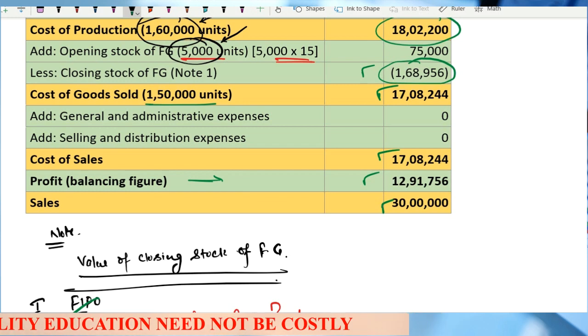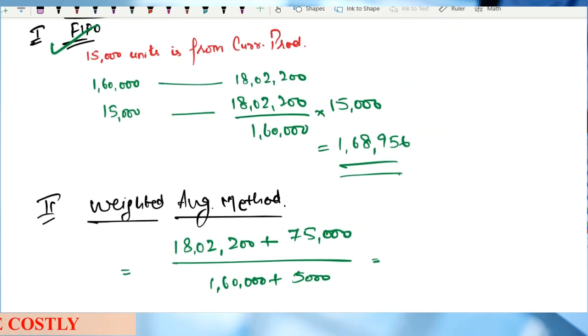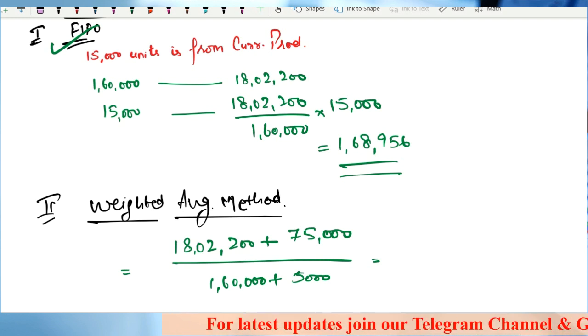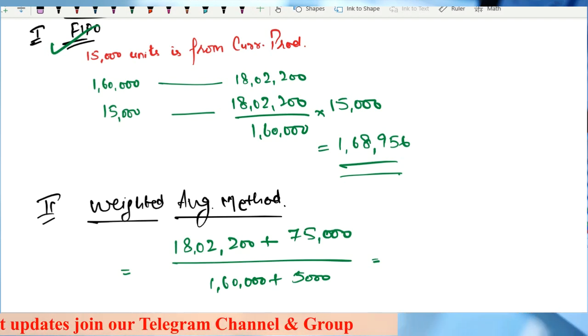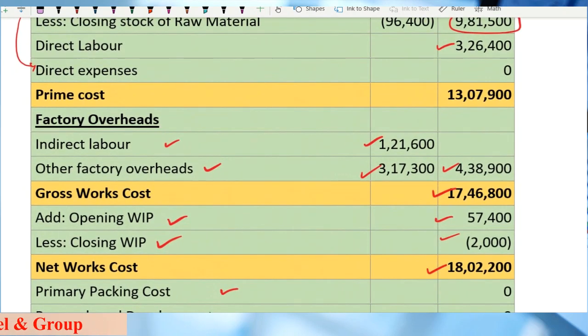I hope it is clear how to calculate the closing stock of FG by the FIFO method and also by the weighted average method. I have told you both the methods, and I have told you what you have to do in the examination, right? If the question is silent, what is to be done? If the question specifies, what is to be done? Now you are ready from every perspective, right? So this was our question number 4.